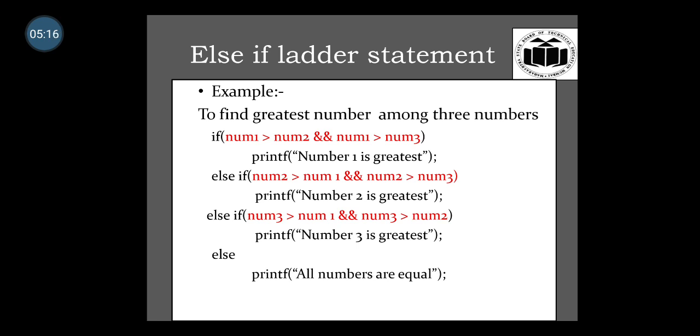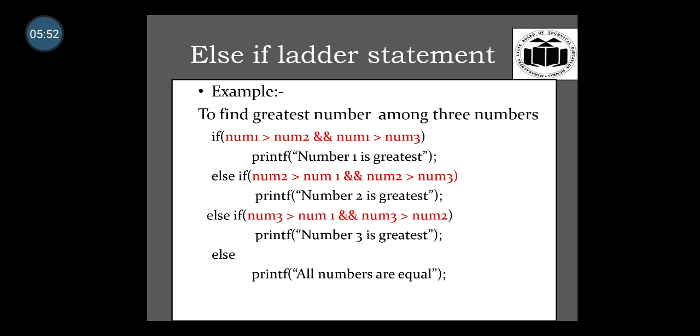In the first if, or first condition, we check num1 is greater than num2 and num1 is greater than num3. We are using logical AND, meaning both conditions should be true. That means num1 should be greater than both num2 and num3. Then the first printf gets executed. That means number 1 is greatest will be printed.